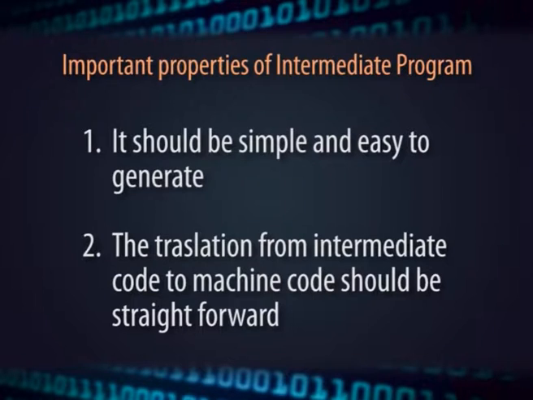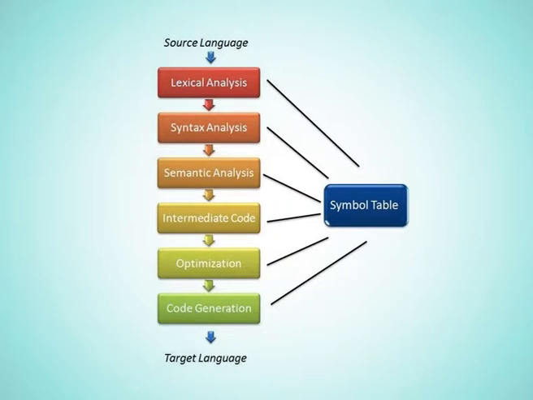The generated intermediate code gives an opportunity for optimizing the code and generates an efficient machine code which can run faster in the machine. The intermediate language program should have two important properties. First, it should be simple and easy to generate, and second, the translation from the intermediate code to machine code should be straightforward. The next phase of the compilation is the code optimizer.